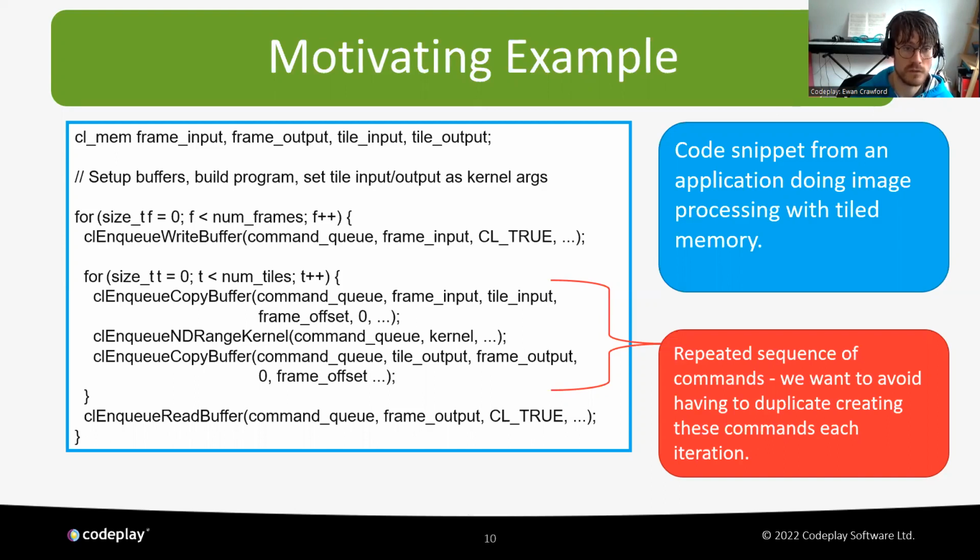We've got three buffers: a frame input, and tile input and tile output. Then we do some program setup and iterate over all our frames. For each frame, we copy the data for that frame into the frame input buffer. And for however many tiles we want to operate on, we iterate over them, copying that data to a tile buffer that the kernel will process. And then once we've iterated over all our tiles, we'll read that data back from the frame output buffer. And really what I want to highlight here is that there's a repeated sequence of commands in this inner num-tiles loop that we have to do for every frame.